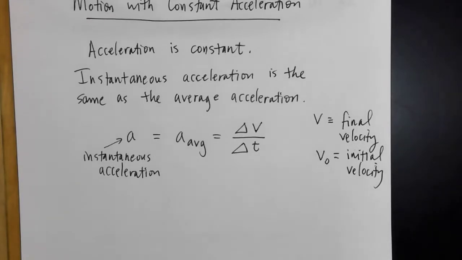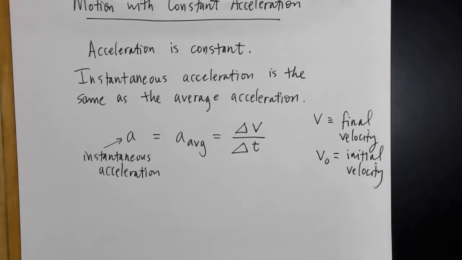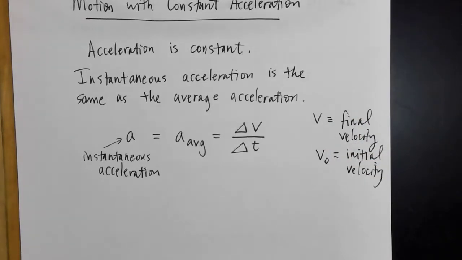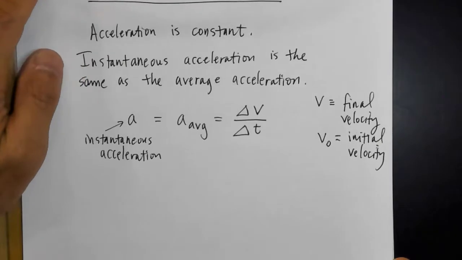Now, your book uses things like vf for final velocity, and vi for initial. You can switch that up if you want, but the way I'm writing the formulas is the way most people write them, so I'll call it v for the final and v0 for the initial. To me the formulas look a little nicer this way.